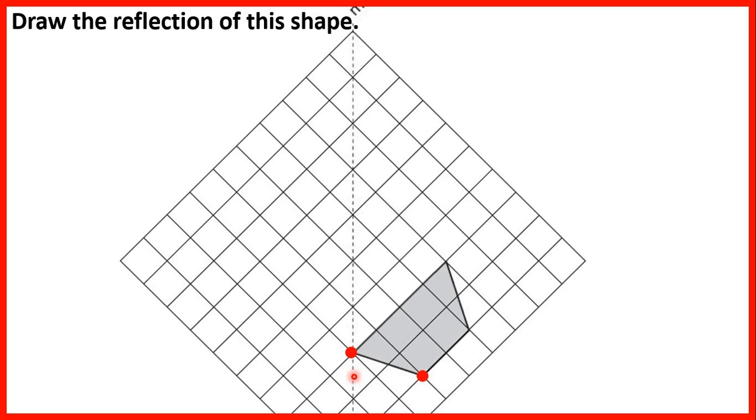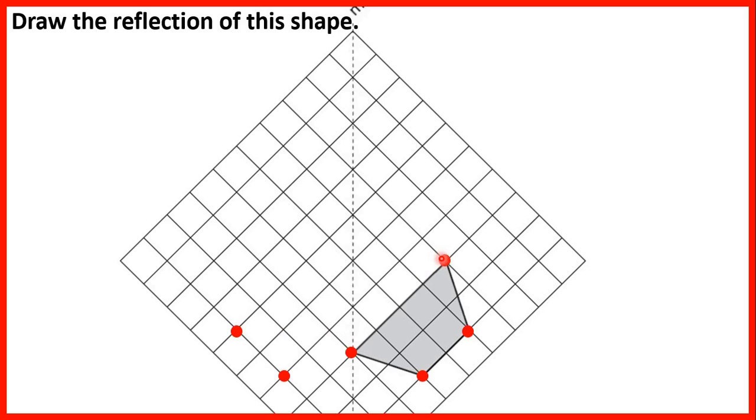So in the other direction, we can go across a half and then to the end of the next square. For this point here, we go across a half, then one, then another one. So from the mirror line, we go across a half and then one and then another one.